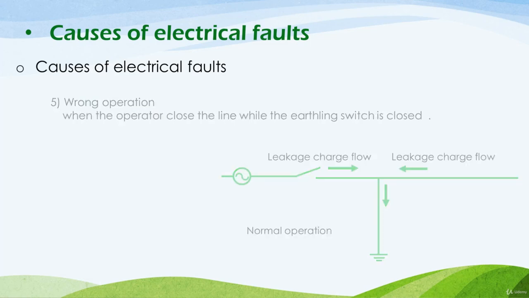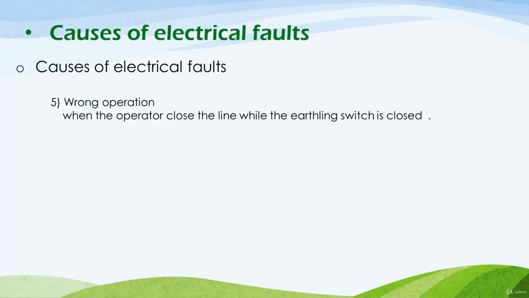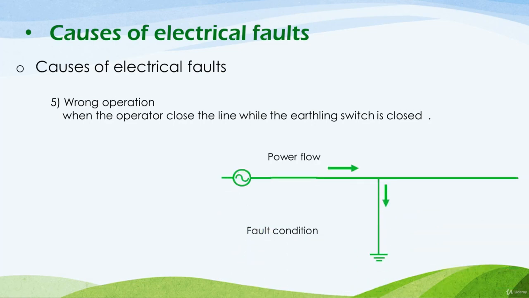But in the fault condition, the operator may close the earthing switch by mistake while the line is closed. So this makes a fault, as the line is now connected to the ground directly.